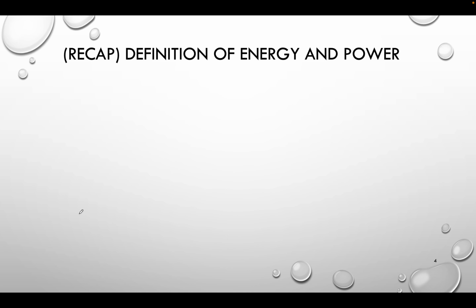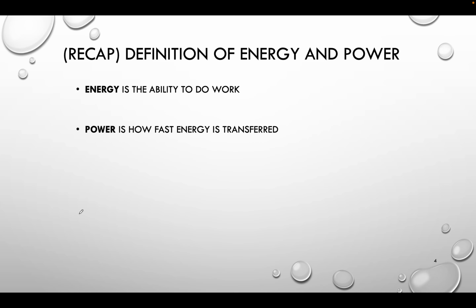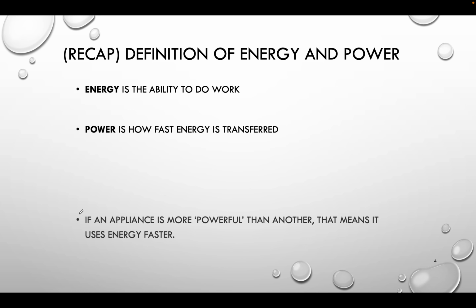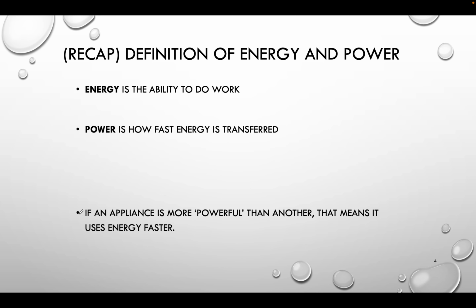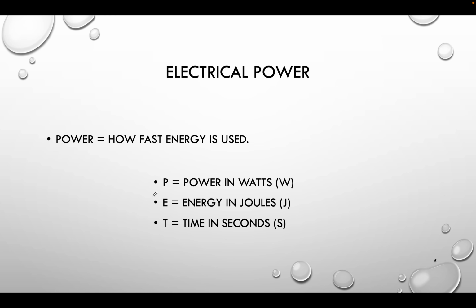So electrical power, if you remember the meaning, energy is the ability to do work. Power is how fast energy is transferred. That works in circuits as well. So if an appliance, which is something that uses electricity, is more powerful than another, it means it will use the energy faster. So if something's more powerful, it uses energy faster. So now we know powerful things is how fast energy is used.